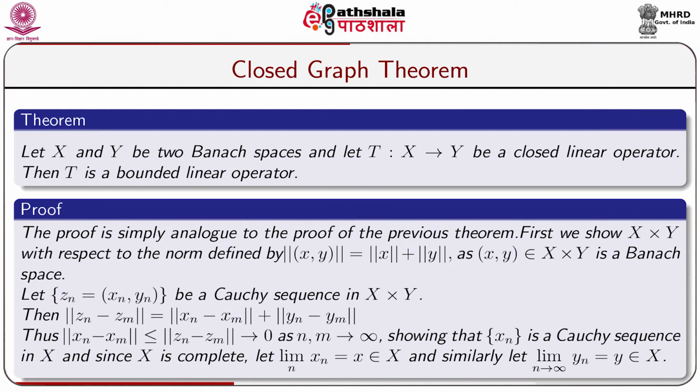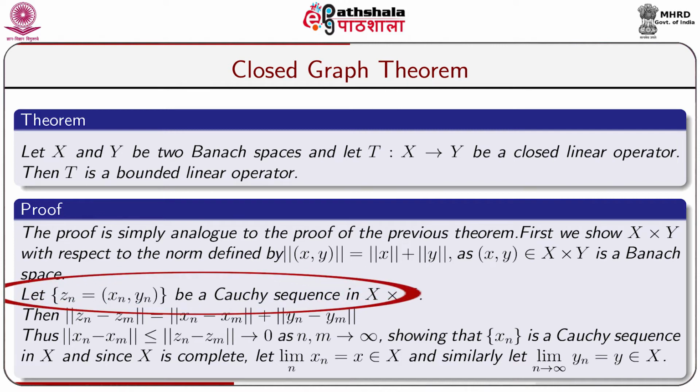Let capital X and capital Y be two Banach spaces and let T from X to Y be a closed linear operator, then T is automatically a bounded linear operator. The proof is simply analogous to the proof of the previous theorem. First we show that X cross Y with respect to the norm defined by norm of the pair (x, y) equal to norm x plus norm y, as (x, y) is an element of X cross Y, is a Banach space.